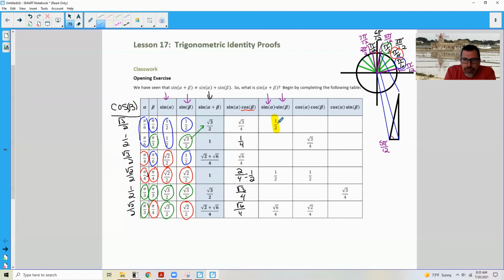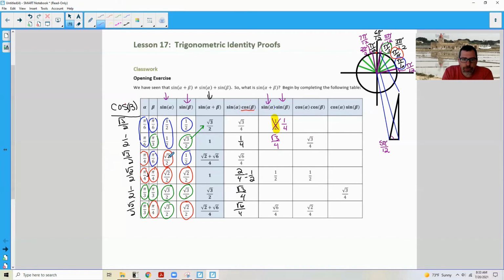1/2 times 1/2. Whoops. I highlighted this at the beginning. There is an error in the book. It did it incorrectly for you. Please cross out 1/2 and change that to a quarter. 1/2 times 1/2 is not 1/2, it's a quarter. The sine of alpha times the sine of beta. 1 times the square root of 3 is the square root of 3, and 2 times 2 is 4. So it's root 3 over 4.